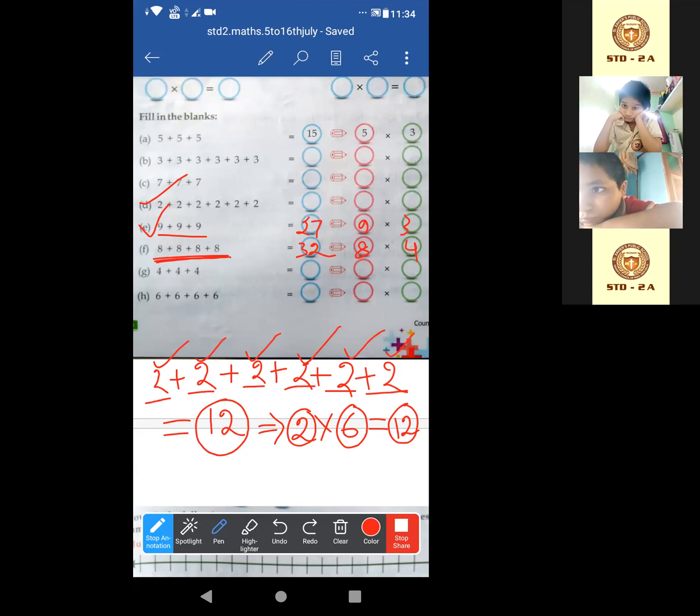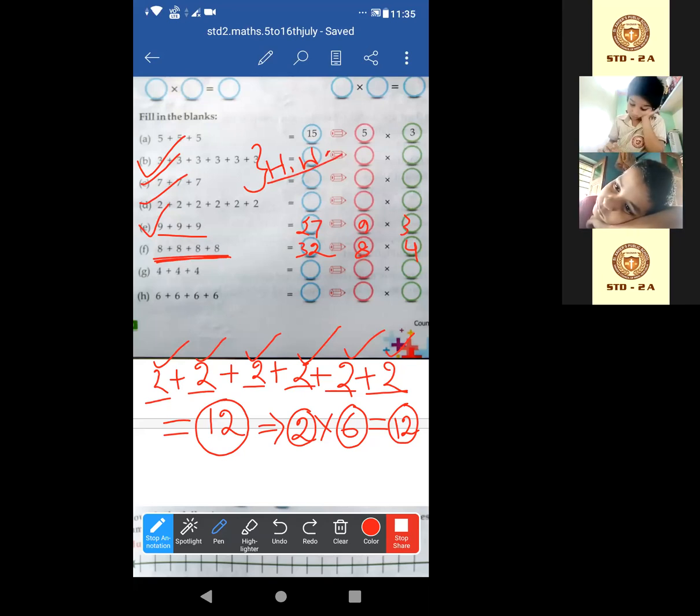Only B and C I have not done. This BC is your homework. You have to do it yourself in the book. Now let me check all the books and copies.